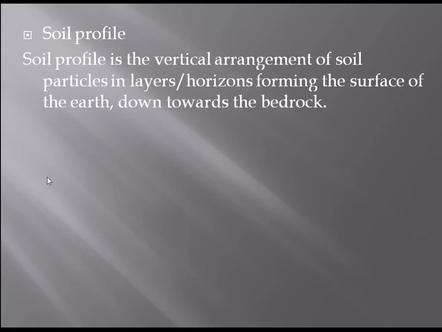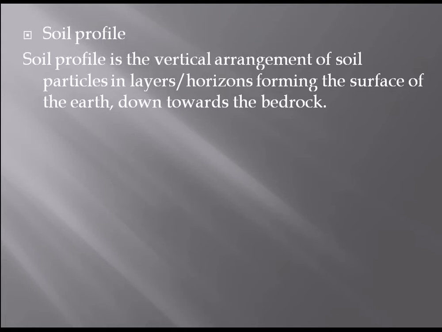What is soil profile? Under our little definition here, soil profile is the vertical arrangement of soil particles in layers, or horizons, from the surface of the earth down towards the bedrock. So it is the vertical arrangement. Vertical means top to down, down to top. It's vertical, not horizontal. Get this clear. It is the vertical arrangement of soil particles in layers, or horizons, from the surface of the earth down to the bedrock.